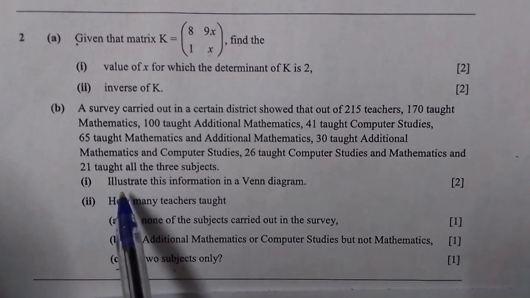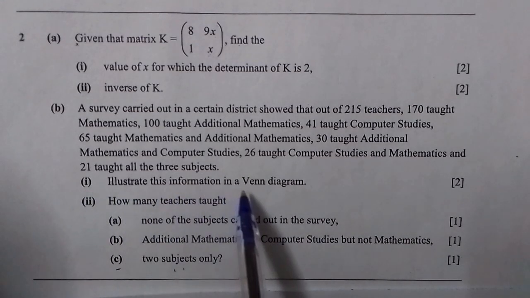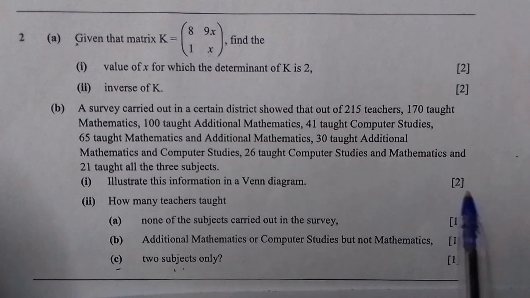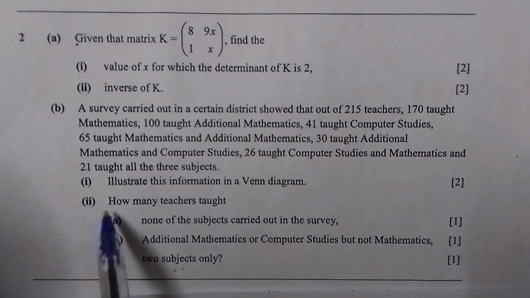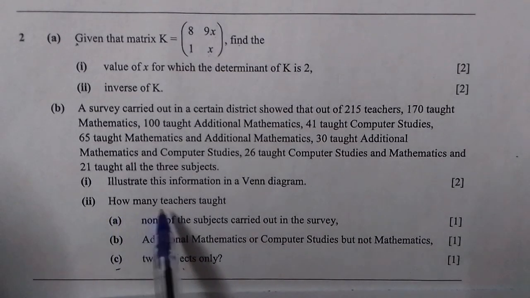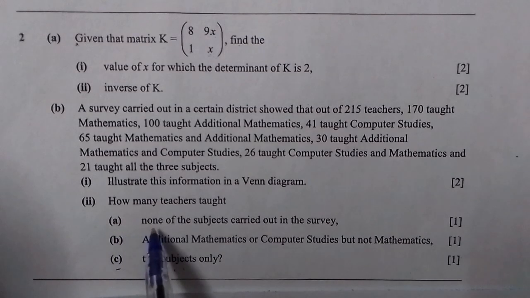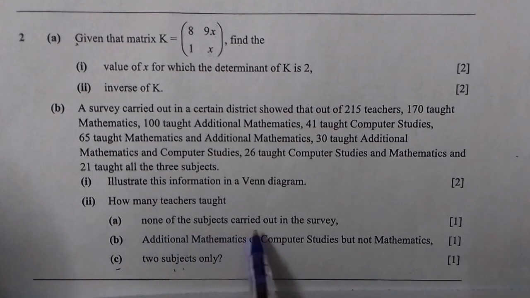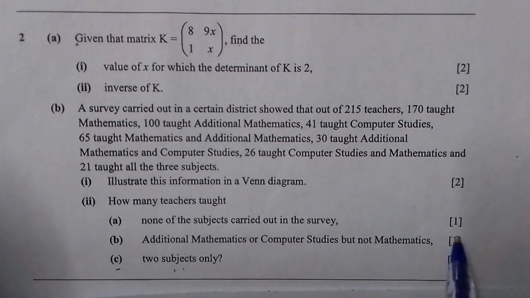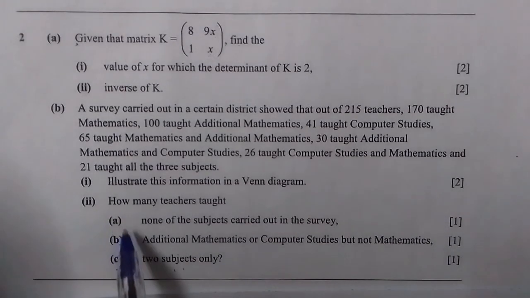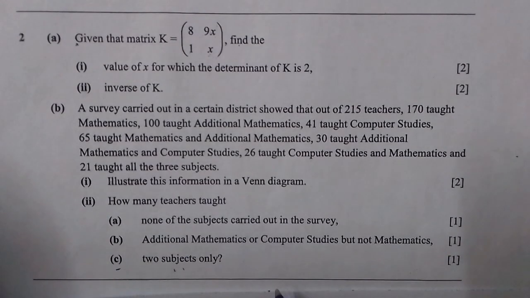Roman numeral 1, illustrate this information in a Venn diagram. 2 marks for that. Then Roman numeral 2 has 3 parts. How many teachers taught: A, none of the subjects carried out in the survey, 1 mark. Then B, additional mathematics or computer studies but not mathematics, 1 mark. Then C, 2 subjects only, also 1 mark.